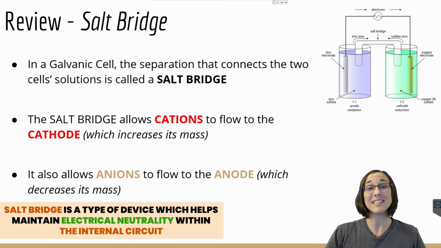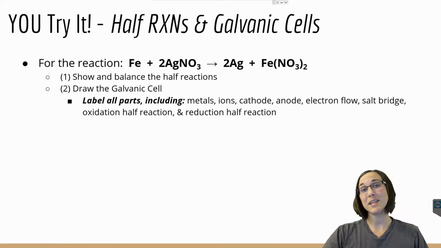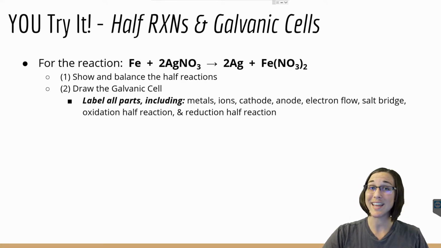That salt bridge is literally what allows the cations to flow to the cathode and the anions to flow to the anode. Now that you've seen me try it, go ahead and pause the video here and see if you can figure out the half reactions and draw the galvanic cell for the following chemical reaction. Ready? Go!